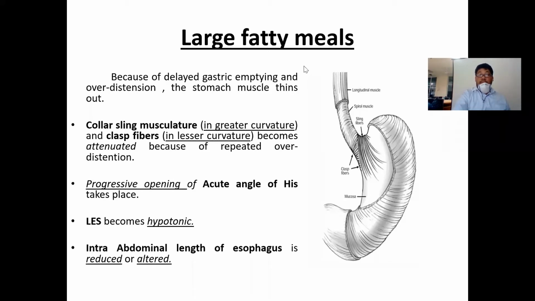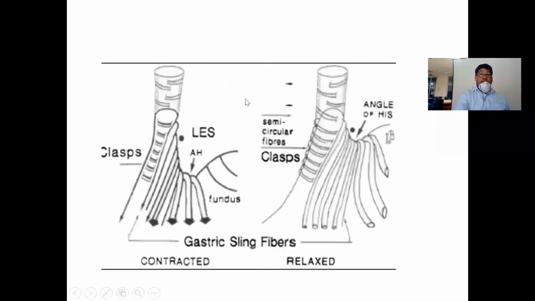So next we have this slide showing the clasp fibers. When they contract, and the sling fibers contract, this makes the lower esophageal sphincter narrower, thereby preventing reflux of the content. And here this is the normal relaxed condition.